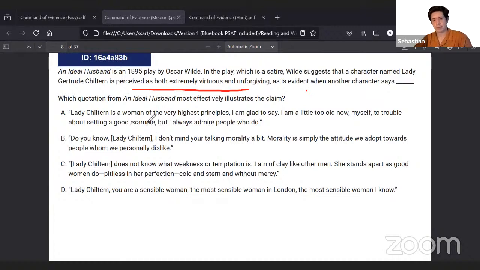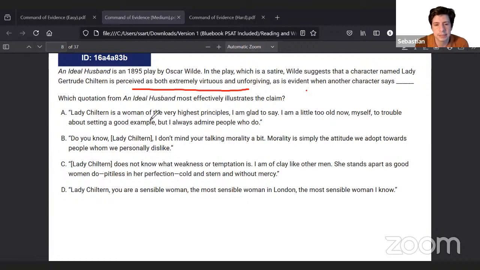A: Lady Chiltern is a woman of the very highest principles. Okay, that goes with the virtuous part. I am glad to say I'm a little too old now myself to trouble about setting a good example, but I always admire people who do. That doesn't really tell us she's unforgiving, but okay, at least that does part of it. B: Do you know, Lady Chiltern, I don't mind you're talking morality a bit. Morality is simply the attitude we adopt towards people whom we personally dislike.